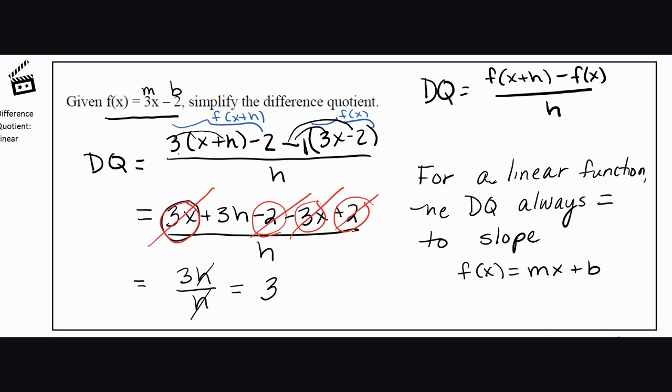Okay, so if you have a difference quotient and you're finding it of a linear function, then it will always actually be the slope. So here you'll notice that our difference quotient 3 was the same as the slope of the line. Okay, and for straight lines, that will always be the case.